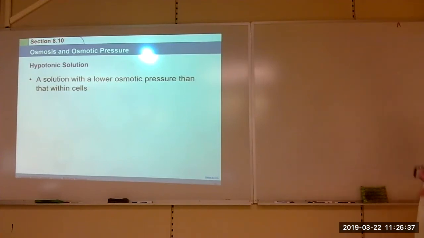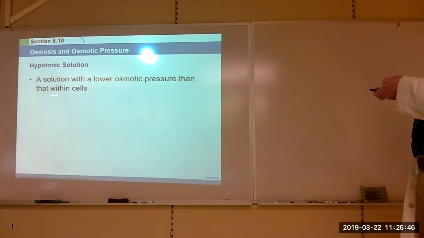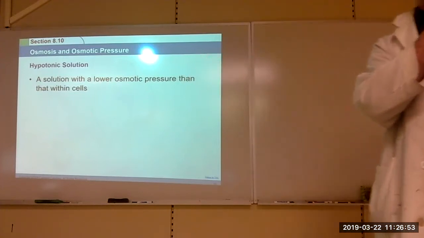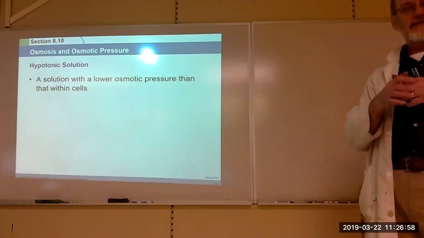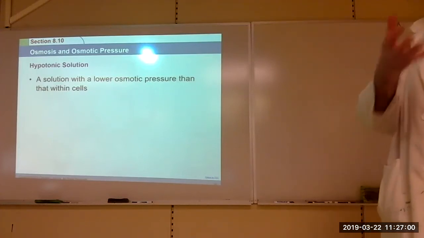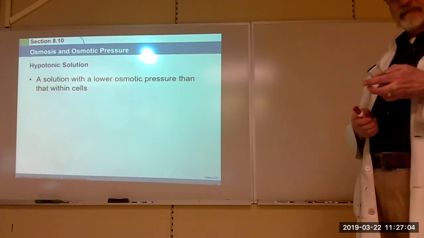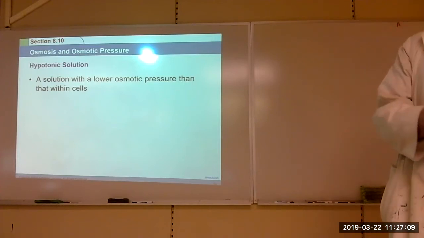Okay, we talked about hypotonic, hypertonic, isotonic. A hypotonic solution will produce a lower osmotic pressure than that within cells, which means it doesn't produce pressure in the cell, it produces pressure to get out of the cell. So a hypotonic solution will draw water out of the cell, and blood cells, for example, will crinkle because they're losing water. And if you wash a lot of dishes in fresh water, your skin will get crinkly too.